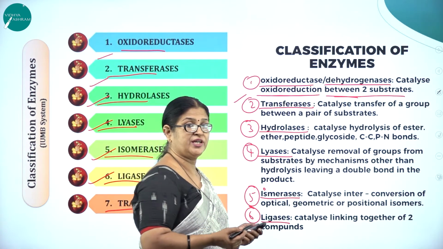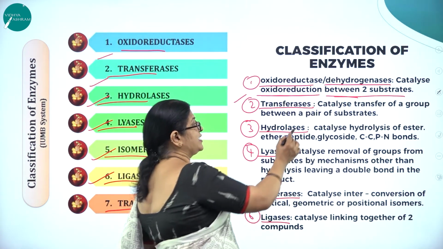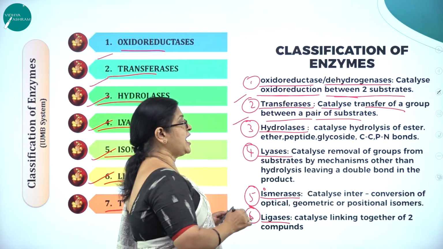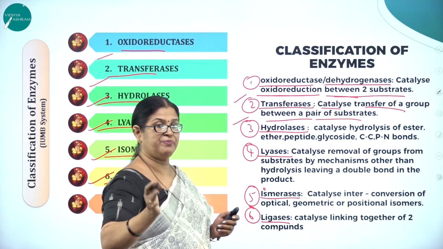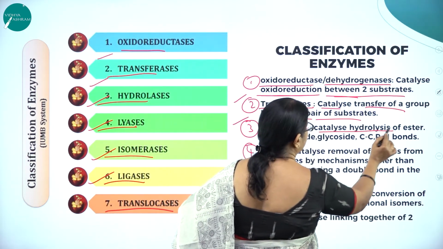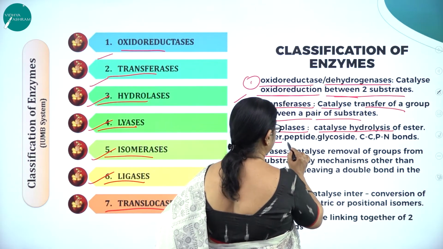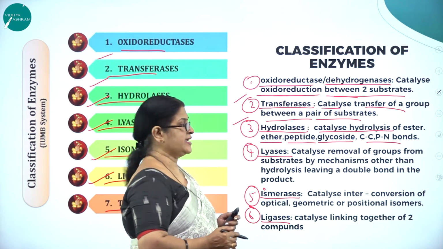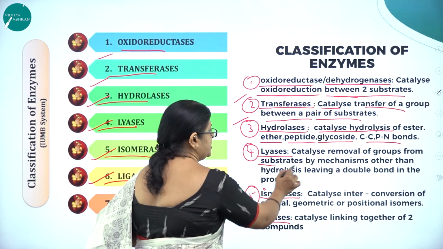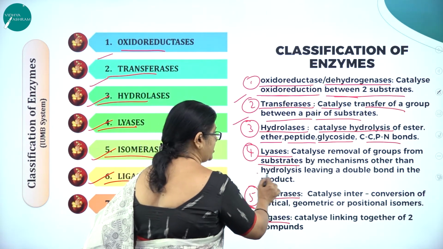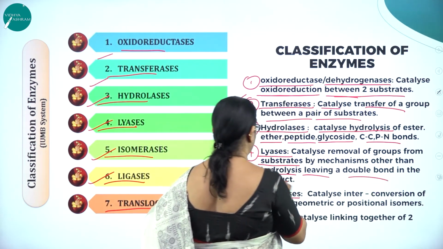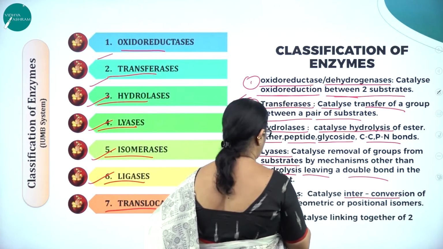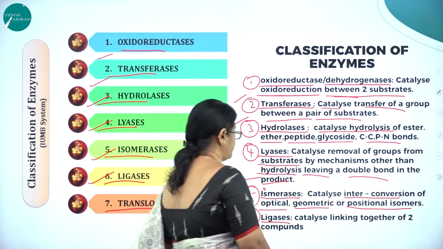Transferases, the very word itself will tell you. Transferases means what? They catalyze transfer of a group between a pair of substrates. Then hydrolases, the very word hydrolyze means what? Breaking. So they catalyze hydrolysis of ester, ether, peptide, glycoside, then C-N bonds. Then lyases catalyze removal of groups from substrates by mechanisms other than hydrolysis, leaving a double bond in the product. Isomerases catalyze interconversion of optical, geometric or positional isomers.